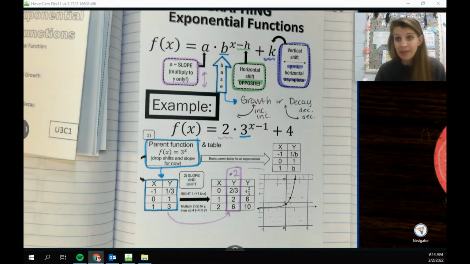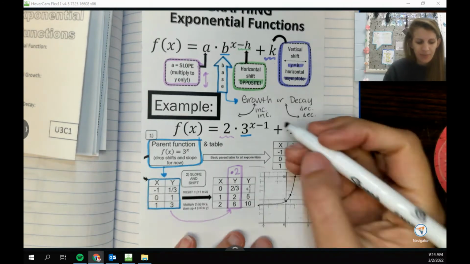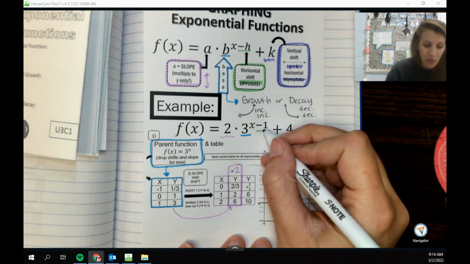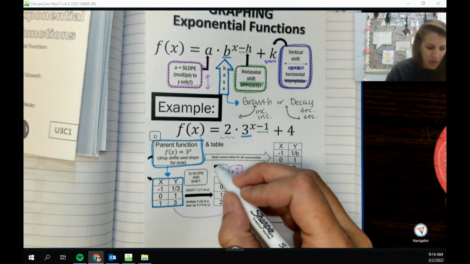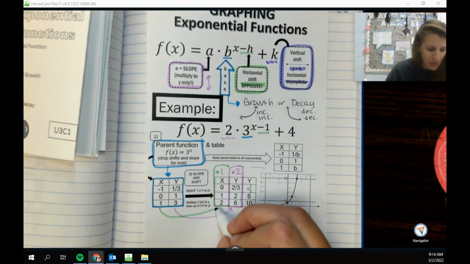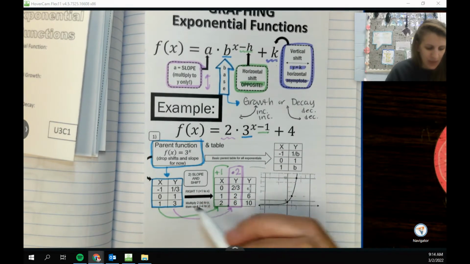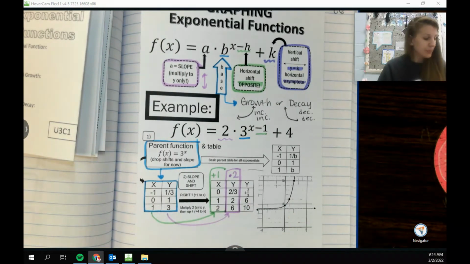And then after I do my slope, I can take it through its transformations. So the transformations that happened were that I went right 1. So opposite, we're going to add 1 to all the x's. So I take my x values and I add 1 to all those. Like -1 plus 1 is 0, 0 plus 1 is 1, 1 plus 1 is 2.